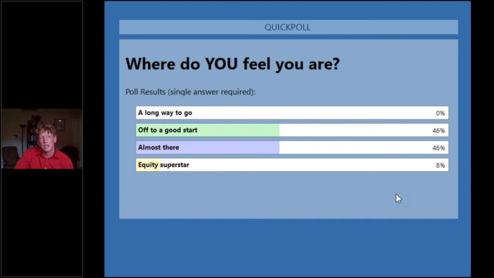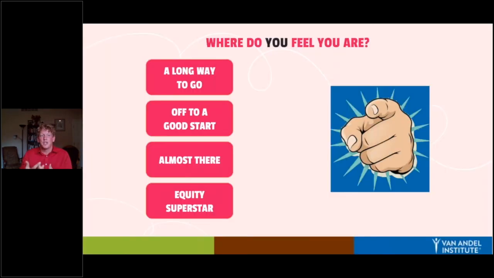I'm really curious. Yeah, so 0% have a long way to go. 46% feel that they're off to a good start. Another 46% feel that they're almost there, and 8% feel that they're equity superstars. Outstanding. And you have taken some intentional effort to learn more about this topic. This is something that's really interesting to you. And so you are definitely off to a good start at the very least. So appreciate those teachers who have really invested time and energy in improving their practice in this regard.